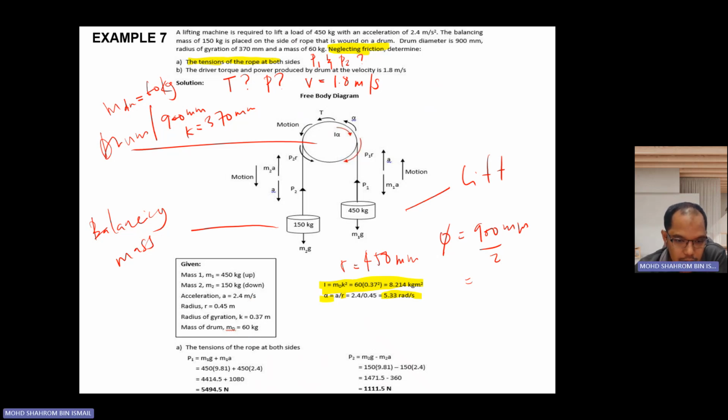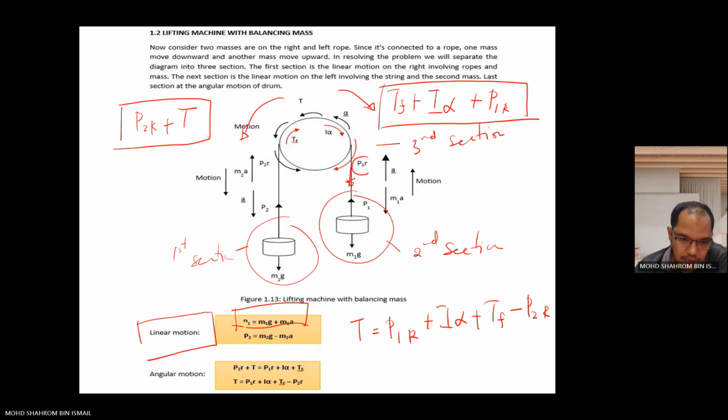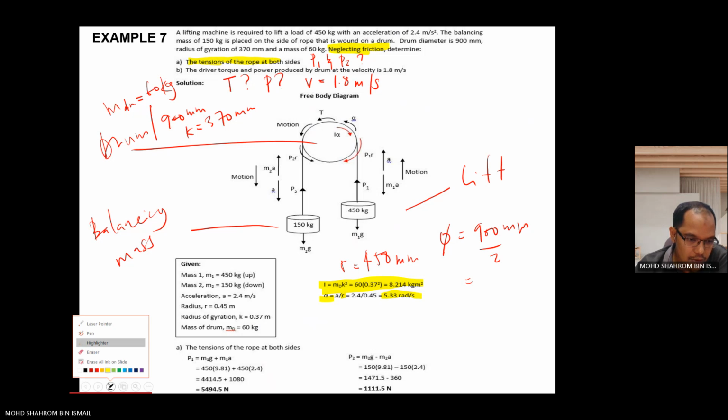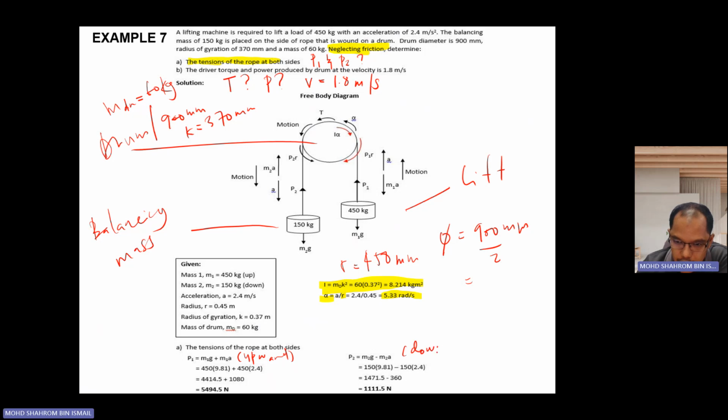So first thing first, in order to get the tension of the rope at both sides, you're going to state everything here. We know the formula for the motion that is moving upward, and this one is for the motion that is moving downward. So you're going to equate, then you got 5494.5 Newton, about 5 kilonewtons. And this one we got about 1 kilonewton. Just insert all the numbers into the equation, then you're going to manage to get those P.